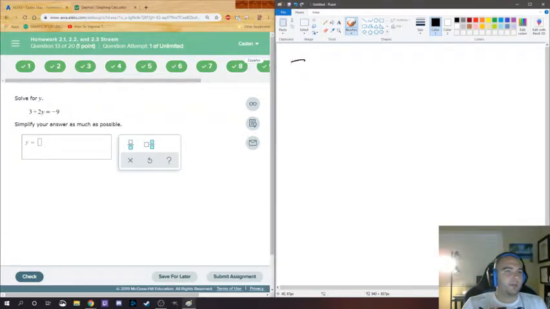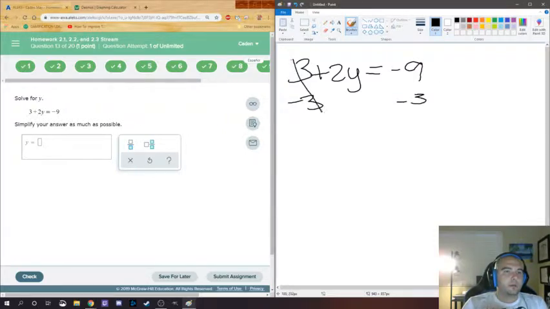Alright, anyways, we got 3. Try that again. 3 plus 2y equals negative 9. I'm going to subtract 3 on both sides. I get 2y equals negative 12. And then I divide by 2.